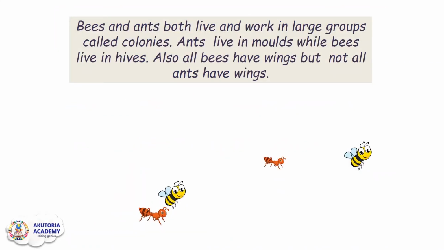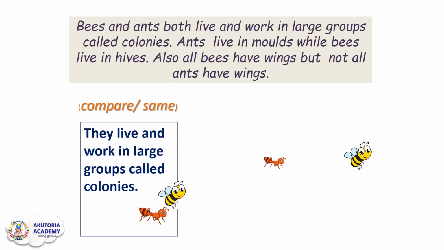Bees and ants both live and work in large groups called colonies. Ants live in molds while bees live in hives. Also, all bees have wings, but not all ants have wings.